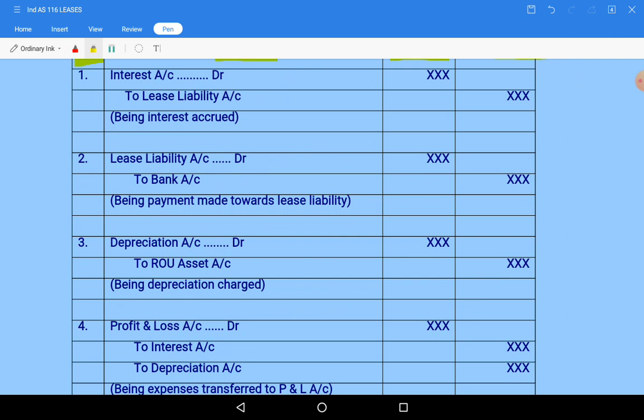So interest is the expenditure to lessee. So interest account debit to lease liability. With the interest, lease liability will be increased. So interest account to lease liability account being interest accrued. Then second, lease liability account debit to bank, when at the end of the second year you are making the payment. So being payment made towards the lease liability, interest account to lease liability to bank. This is the amount we are paying under the lease term.